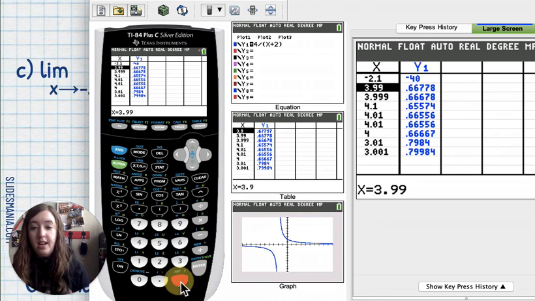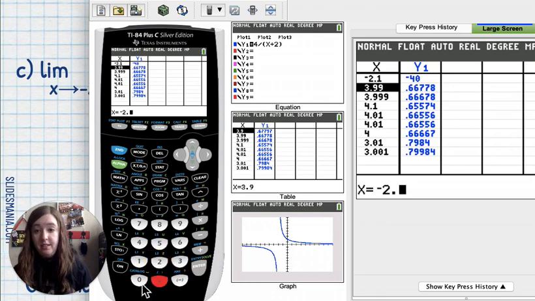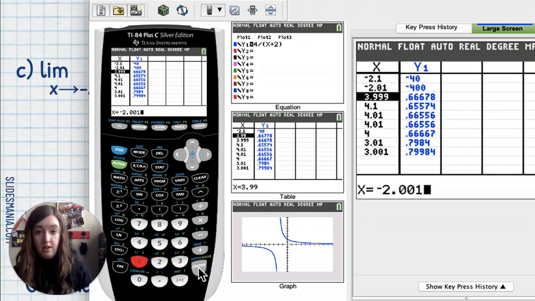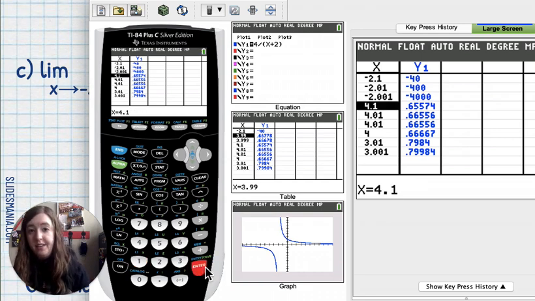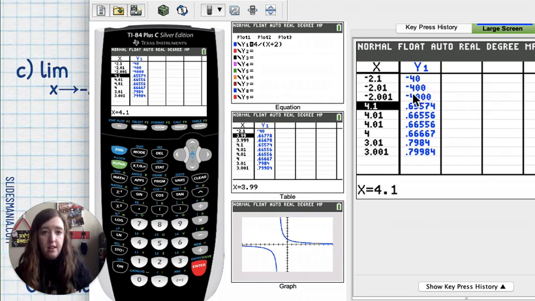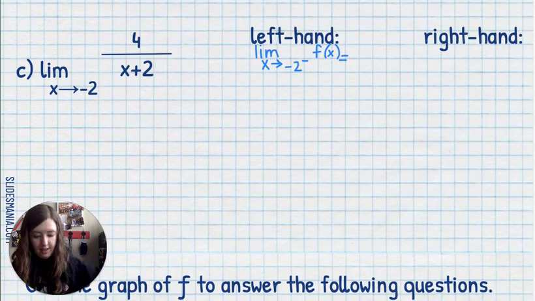Okay. And -2.01. And then -2.001. We're just going to get closer and closer and closer to -2. So if we see here, we're going from -40 to -400 to -4,000. Then we'll have -40,000, -400,000. Every time we're getting closer and closer to -2, we're just getting super, super negative. So what we're actually approaching there is -infinity.